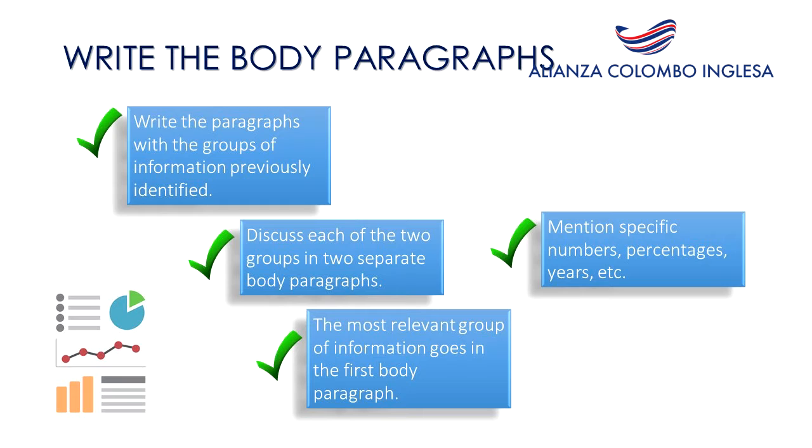In our example, the first group contained the highest numbers at the beginning of the period, so that should be established as the first body paragraph. But that, of course, depends on the information presented on each graph. And of course, we should mention the specific numbers referring to the quantities. In our example, we would be talking about metric tons of CO2, and we should be mentioning the years of all of the changes, of the highest points, of the lowest points, the points of fluctuation, etc.